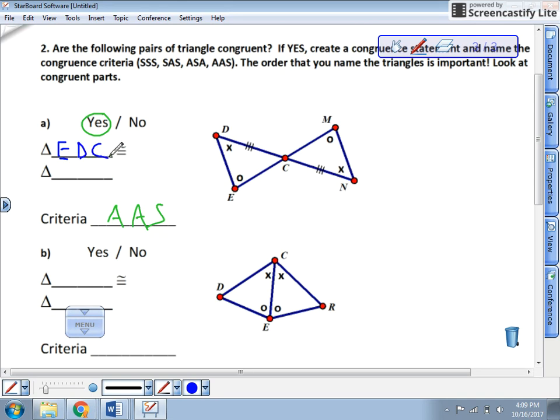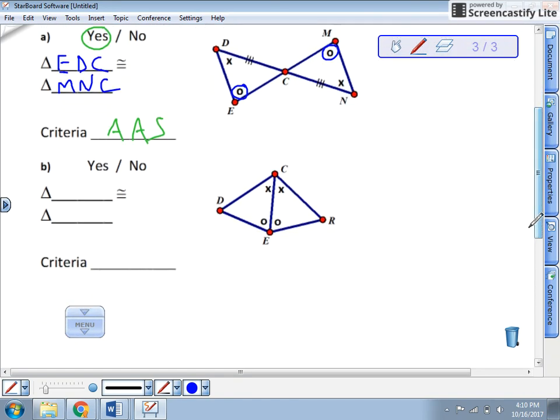So my other triangle, I got to match it up. Since I start at E, which has the O, I got to start at M for this side. And then I went to D, which has the X. Well, the X right here is at angle N. And then I end at C. Let's take a look at another one.